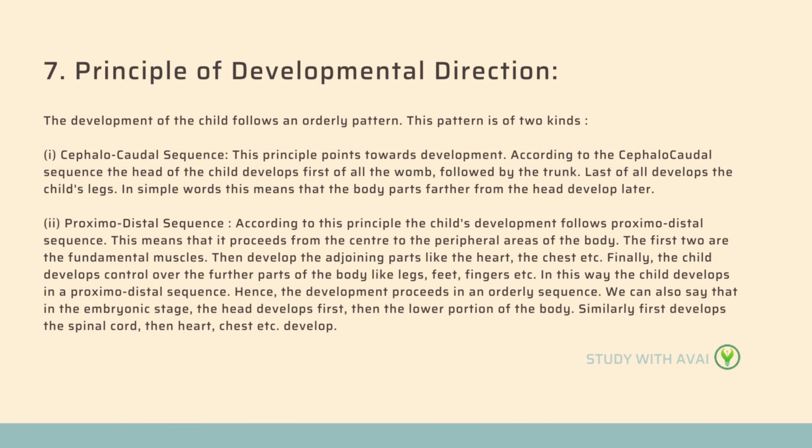7. Principle of developmental direction. The development of the child follows an orderly pattern. This pattern is of two kinds. I. Cephalocaudal sequence. This principle points towards development. According to the cephalocaudal sequence, the head of the child develops first of all in the womb, followed by the trunk. Last of all develop the child's legs. In simple words, this means that the body parts farther from the head develop later.